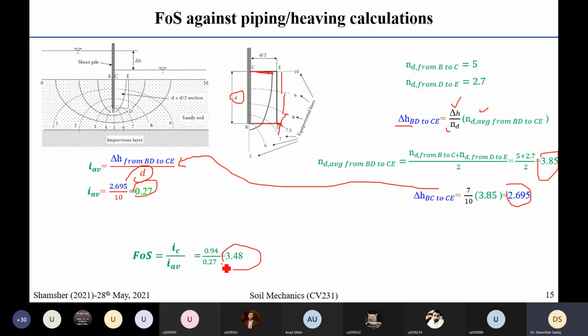So is it safe or will it fail? Who would like to tell me? Safe, sir. Safe, sir, as the hydraulic gradient is greater than 1. Now, when you design, you will not design for 1.5. You always design for 3 or 4 as a factor of safety.